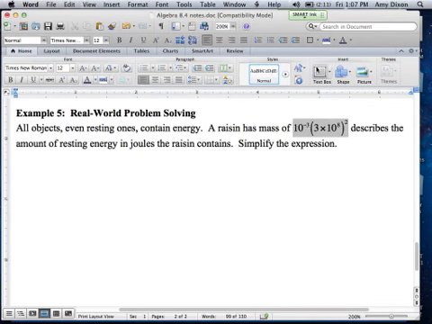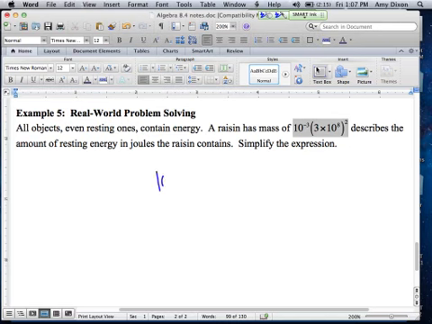All objects, even resting ones, contain energy. A raisin has a mass of 10 to the negative third power times 3 times 10 to the 8th, all raised to the second power. That's a mouthful right there. It describes the amount of resting energy in joules the raisin contains. Okay, it's a word problem, but what is it telling us to do? Simplify the expression. So it's a big long word problem just to say, let's simplify this.